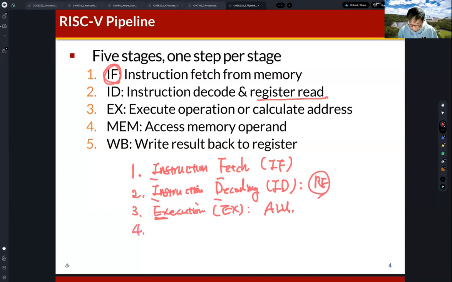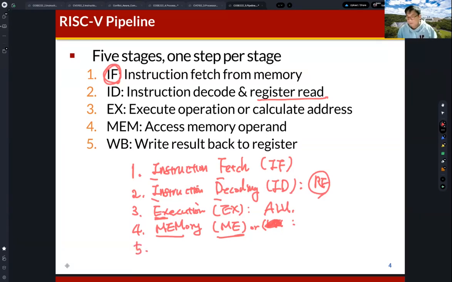The fourth step is the memory stage, okay? Sometimes I use ME or MEM, but usually I use ME. It's the memory stage. So for load or store instructions, we need to access data memory, right? And data memory also has delay. So this is the memory stage.